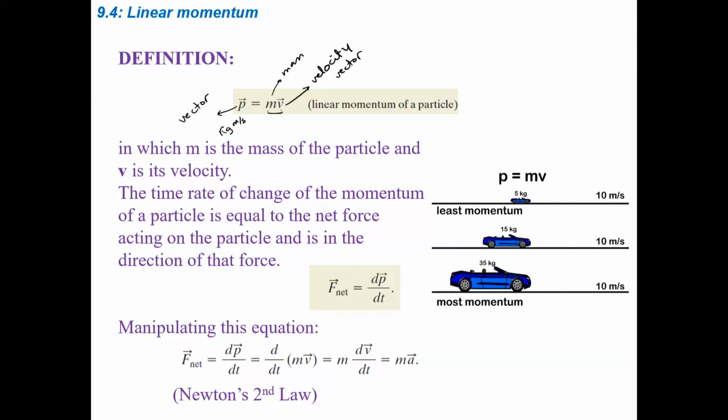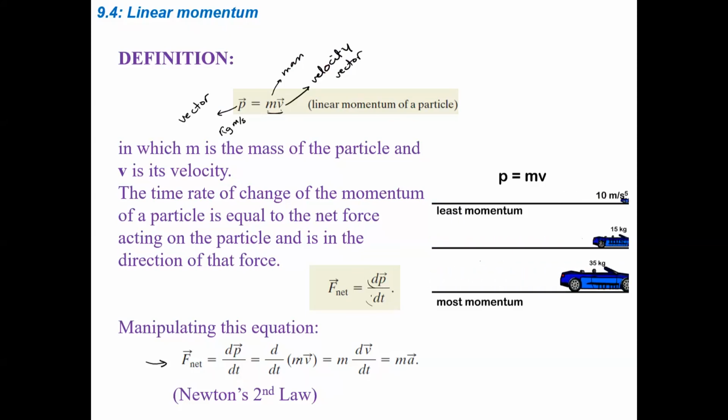One thing I know about linear momentum, in addition to this formula, is the time rate of change of the momentum of a particle. The change of the linear momentum with respect to time is equal to F net. I want you to see where this comes from. I'm writing that F net equals the change of the momentum with respect to time.